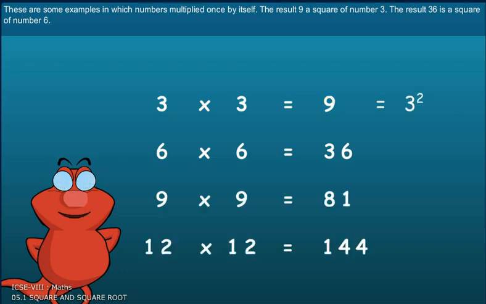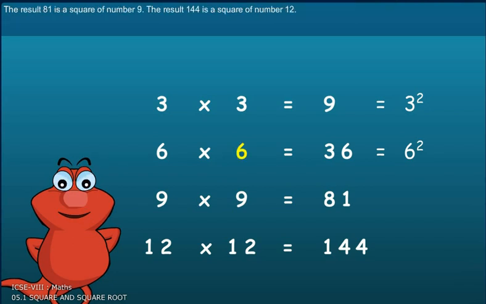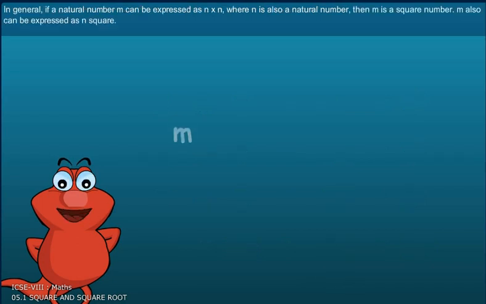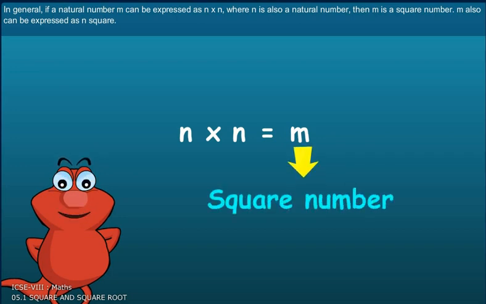The result 9 is a square of number 3. The result 36 is a square of number 6. The result 81 is the square of number 9. The result 144 is the square of number 12. In general, if a natural number m can be expressed as n multiplied by n, where n is also a natural number, then m is a square number. m also can be expressed as n square.